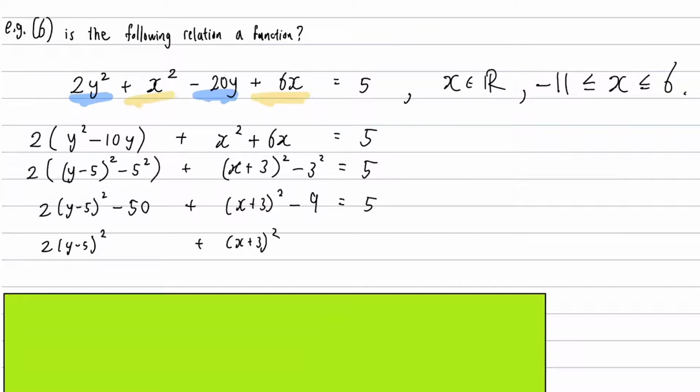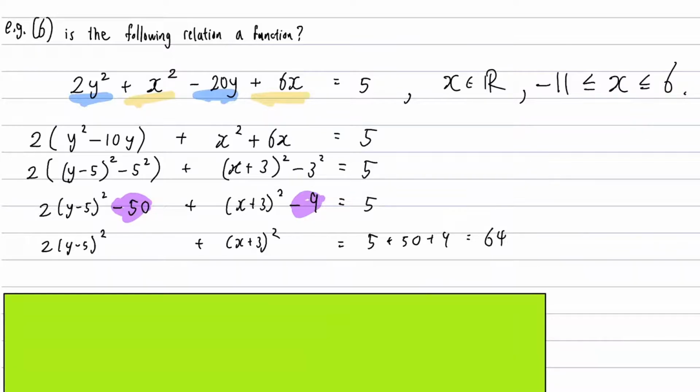What do I do with my constants? I bring them over. Exactly. Then you get 5 plus 50 plus 9, which is 64. Coincidentally, it is 8 square. Do you want to keep it as 8 square? No, I don't want. Throw it away. Later we deal with the 8 square.